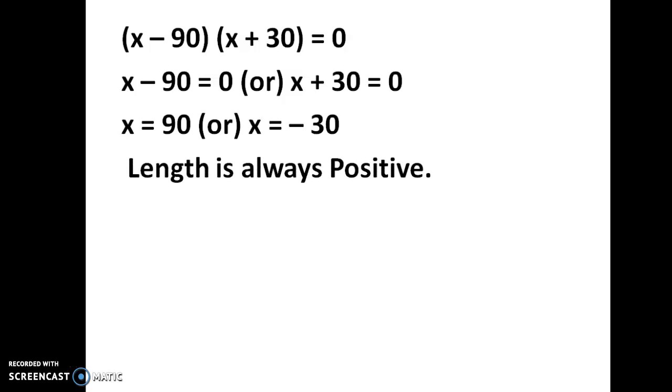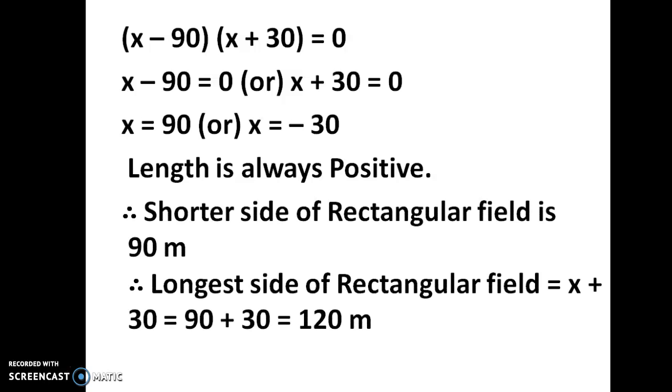Okay, length cannot be negative. You can't say a measure is negative, so it is always positive. So 90 is the only possibility. So the shorter side is 90 meters. x is what? x is the shorter side, so x is 90 meters. Longer side is x plus 30. So 90 plus 30 equal to 120. That is the length of the rectangular field, and breadth is 90 meters.